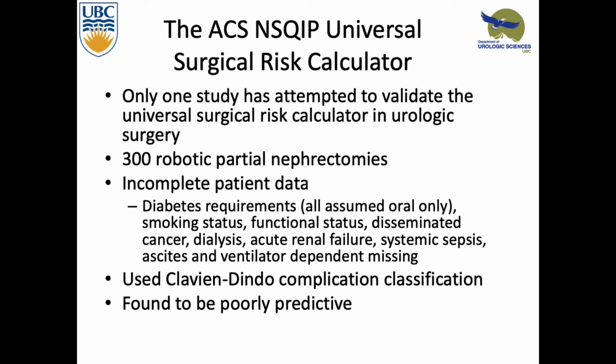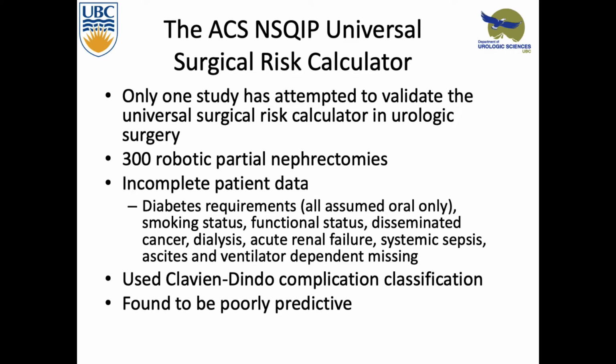Only one study attempted to validate the universal surgical risk calculator in urologic surgery, and this was looking at 300 partial nephrectomies done robotically. The data was incomplete. They didn't have information for diabetes, so they assumed all were oral, which we'll see later is very important, whether it's oral or insulin. They didn't have smoking status, functional status, disseminated cancer, dialysis, acute renal failure, systemic sepsis. Ascites and ventilator dependent were missing.